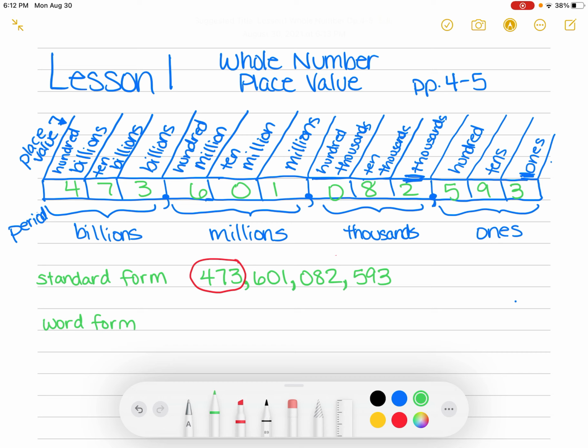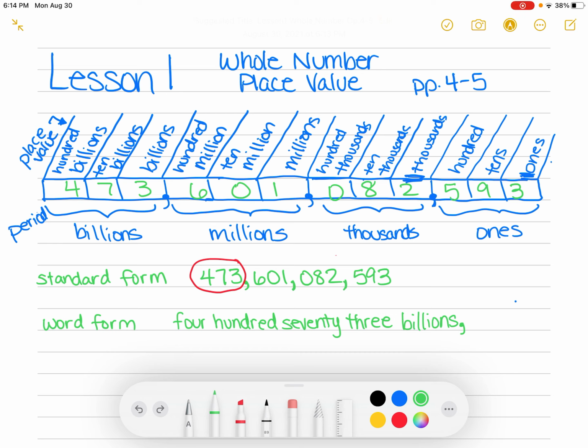So we're going to say 473. And then we're going to write what period it's in. So the 473 is in the billions section, right? So that's what we're going to write. After we write 473, we're going to write billions. And then we're going to put a comma, just like there's a comma right here in the number. So we're going to write a comma, and then we're going to go to the next one.